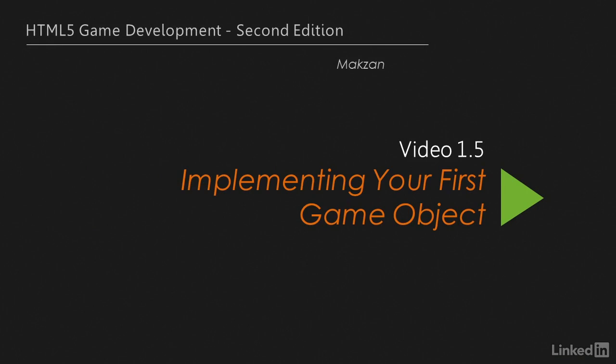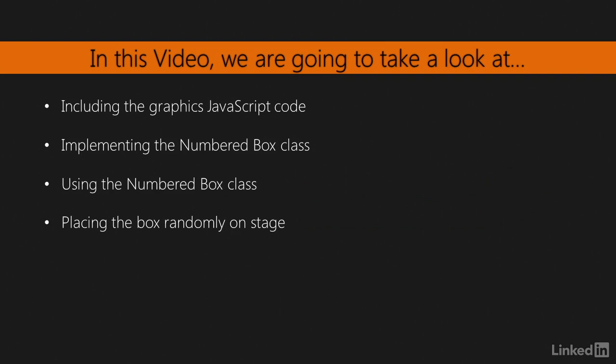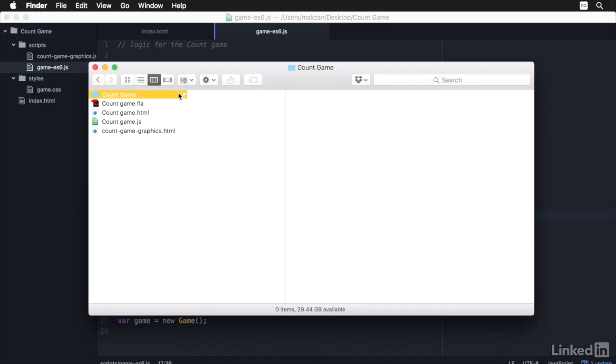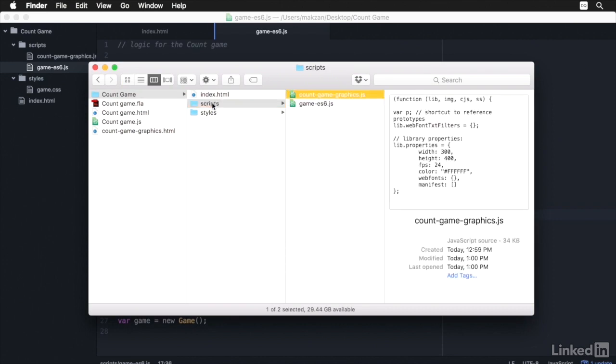In the last video, we have created our graphics. In this video, we will implement our first game object that makes use of the graphics inside the Create.js stage. In the end, we place the box at a random position on the stage. We have created the graphics code. If you missed the last video and the file, you can find the exported code in the code bundle.